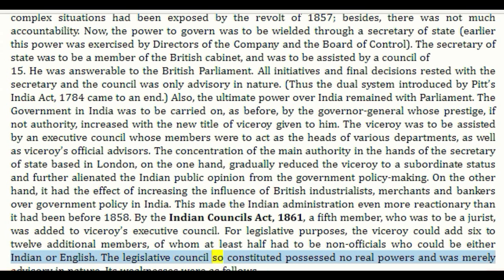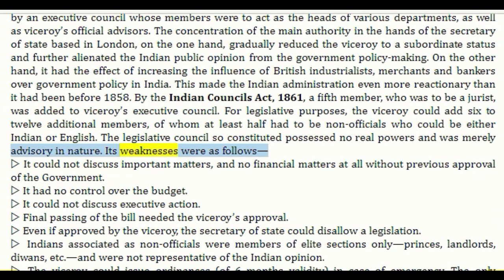The Legislative Council so constituted possessed no real powers and was merely advisory in nature. Its weaknesses were as follows: it could not discuss important matters, and no financial matters at all without previous approval of the government. It had no control over the budget. It could not discuss executive action. Final passing of the bill needed the Viceroy's approval. Even if approved by the Viceroy, the Secretary of State could disallow a legislation. Indians associated as non-officials were members of elite sections only, princes, landlords, divans, etc., and were not representative of the Indian opinion.